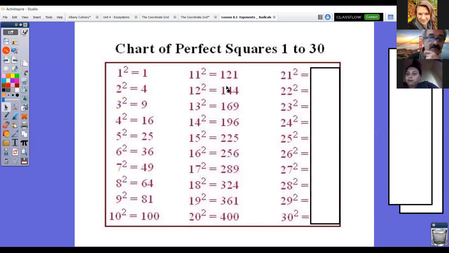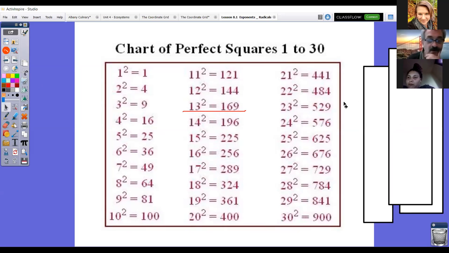These are ones, if you knew up to, say, 13 squared, that would be nice. These other ones, use paper and pencil, and you can figure them out. Okay? So these are perfect squares. So we're squaring the numbers here and getting this term.